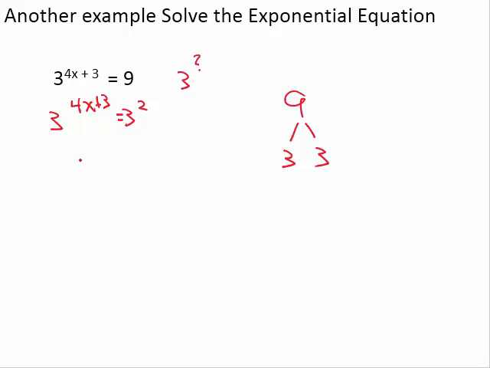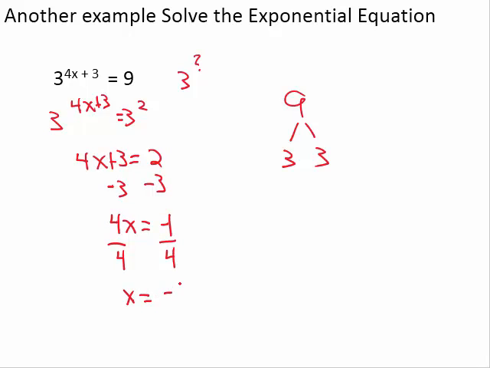Our bases are the same. That means 4x plus 3 must also be equal to 2, because our exponents must be the same. We can solve this by subtracting 3 from both sides, giving us 4x is equal to -1, and then dividing both sides by 4, giving us x is equal to -1/4.